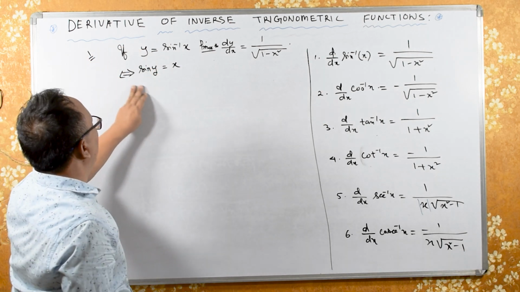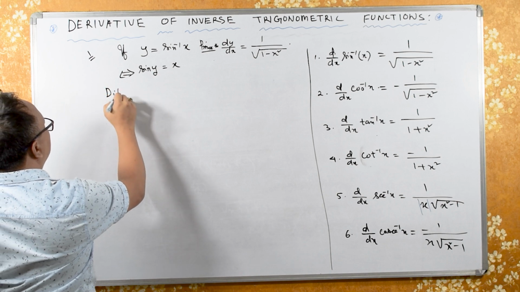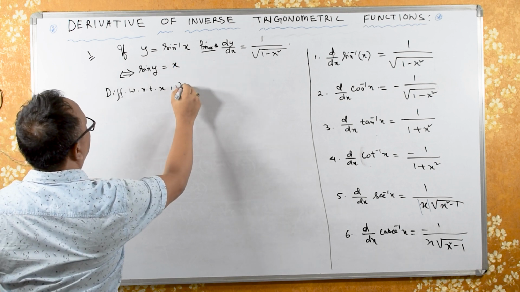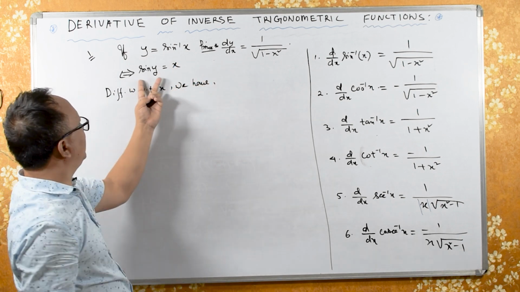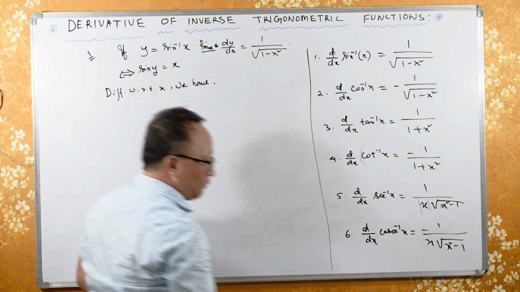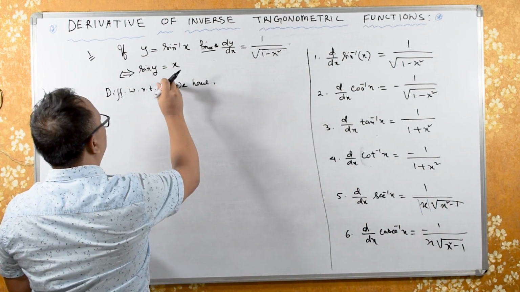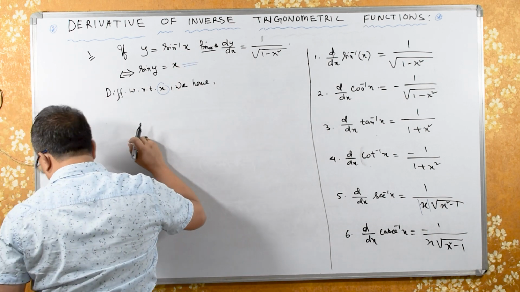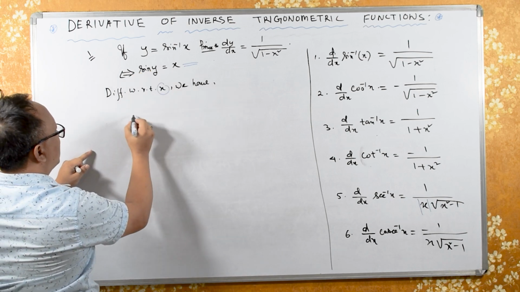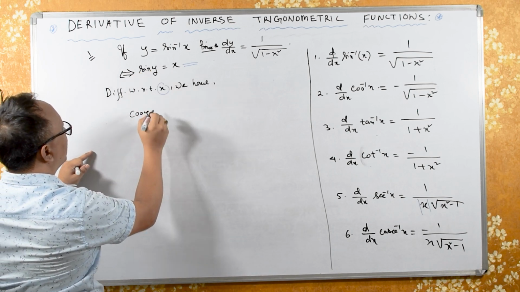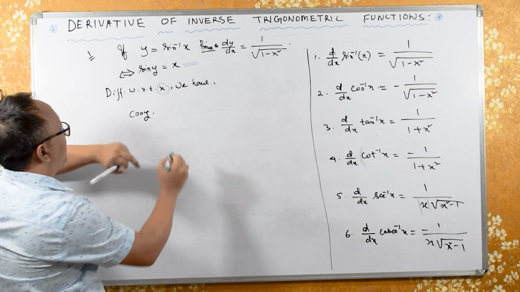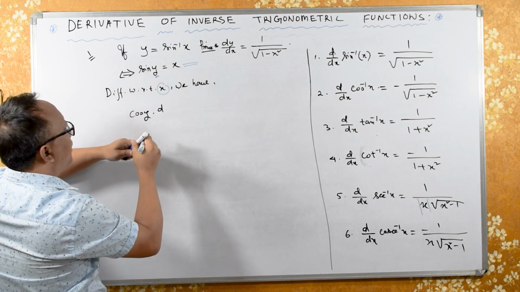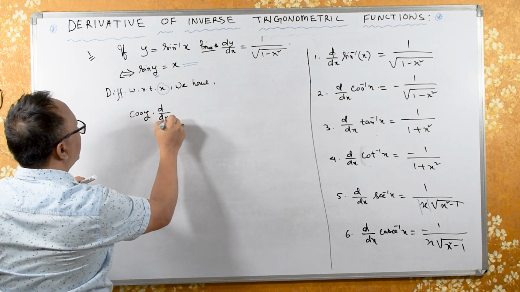Now from here, I differentiate with respect to x. Be careful, I am differentiating with respect to x in this equation. Now the differentiation of sine is what? Cos. Cos of y, but here I am differentiating with respect to x. So again this y, I have to differentiate with respect to x, dy dx of this y.